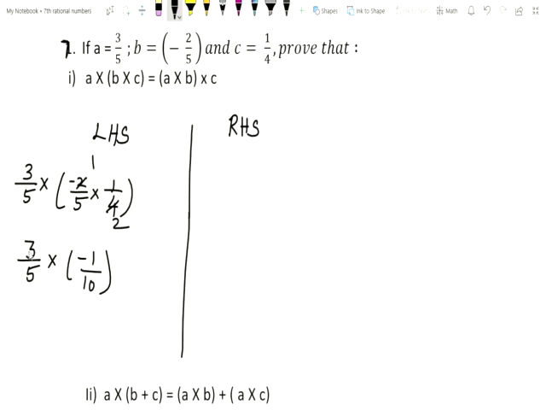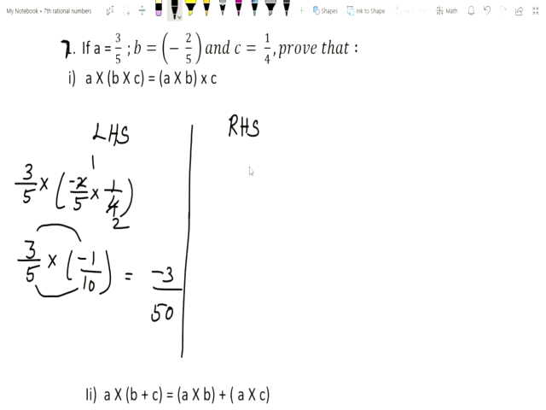Now what will you get, children? Now you multiply 3 and 5. There is no common factor except 1, as well as 1 by 10 also. In crossly also we can't cancel. So directly multiply the numerator as well as the denominator. So what will you get? Minus 3 by 5 tens are 50.